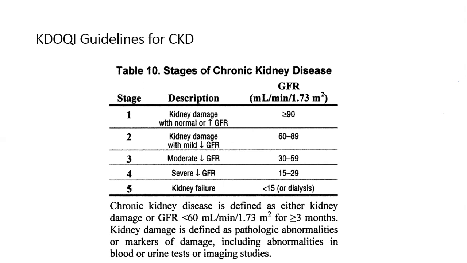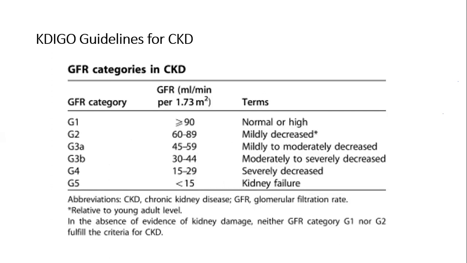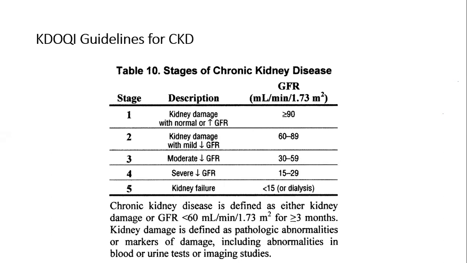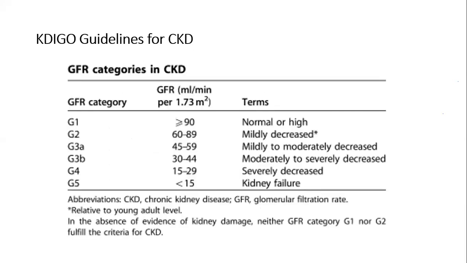Okay, so stages of chronic kidney disease. According to KDOQI, there are 5 stages, and according to KDIGO, there are 5 stages. They're pretty much similar. The only difference is that for KDOQI, there is no further breakup of any stage. It's just 1, 2, 3, 4, 5. But for KDIGO, we have a 3A and a 3B at stage 3. That is the only difference.